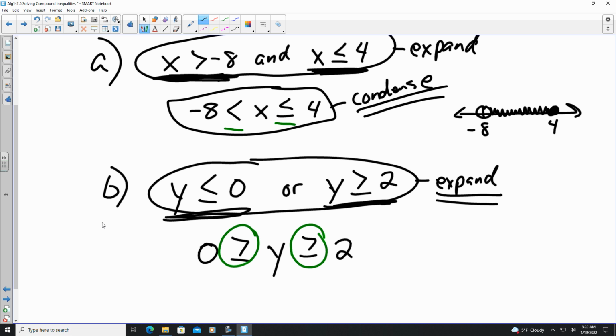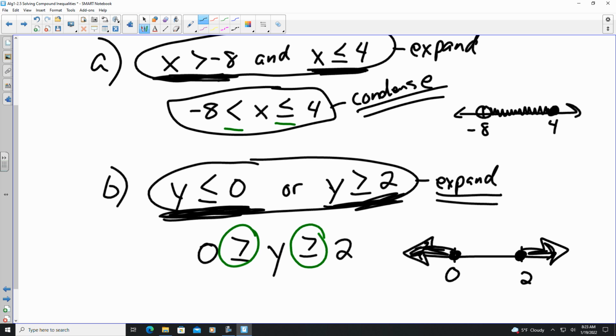And again, if we want to graph this, you have 0 here, we have 2 here. This is a situation where they're both closed circles. And if you look here, my variable is on the left-hand side, the arrow is pointing left. That means that my arrow is going to be shaded to the left over here. When I look at my y is greater than or equal to 2, it's pointing towards the right. That is what we have over here as well.